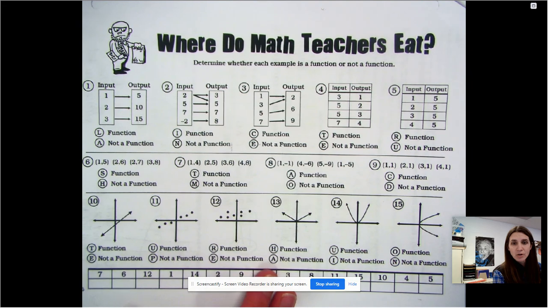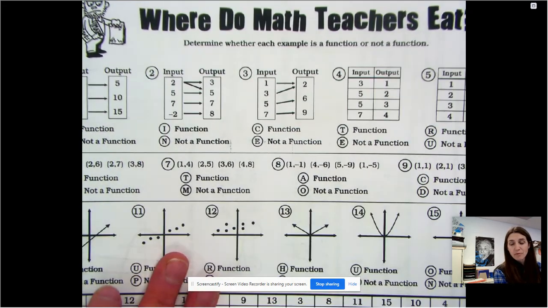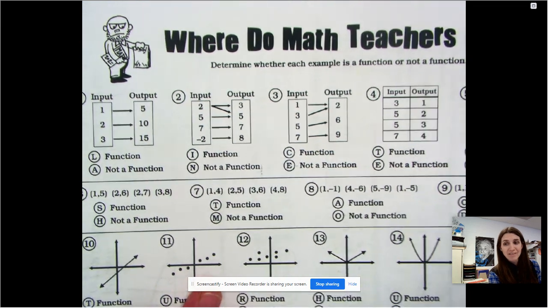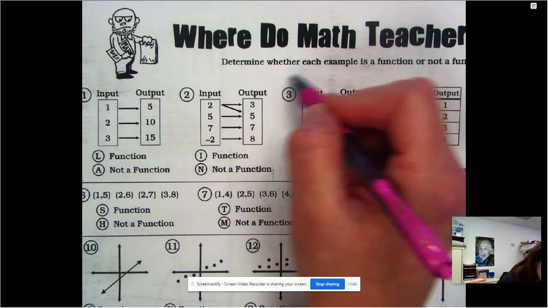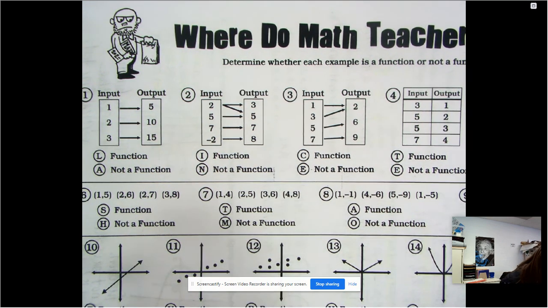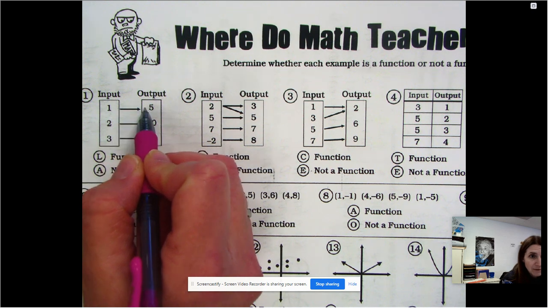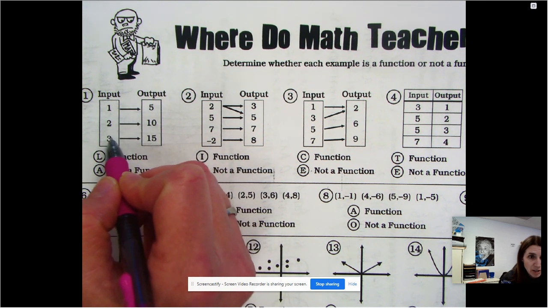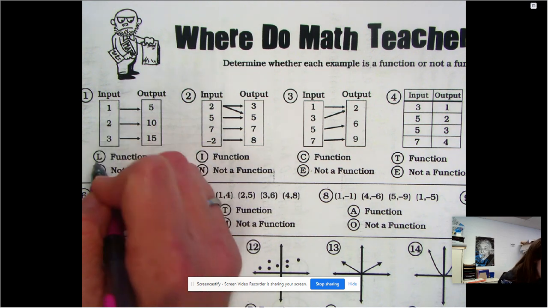6 through 9, you're looking at ordered pairs. And then 10 through 15, you're looking at graphs. And remember, we look at them in different ways, but they're kind of always asking the same thing. Is it a function? Determine whether each example is a function or not a function. So number 1, we have a mapping diagram. We go from 1 to 5, 2 to 10, 3 to 15. Does any input have 2 lines coming out of it? Nope. So it's a function.